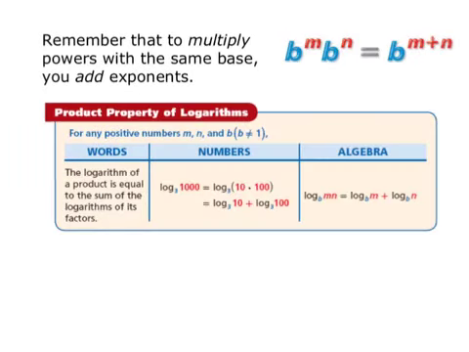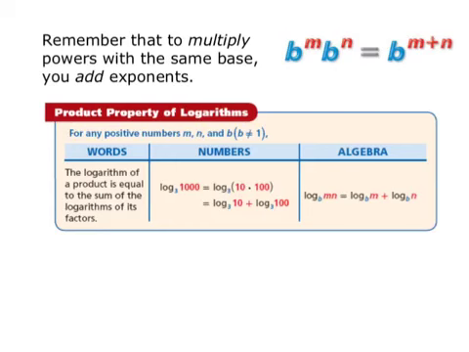Okay, remember with exponents, to multiply powers with the same base, you add the exponents. You have the same base, which is the b. Okay, when you're multiplying them, you add the exponents. Okay, just like with logarithms. The logarithm of a product, which is multiplication, is equal to the sum of the logarithms of its factors.